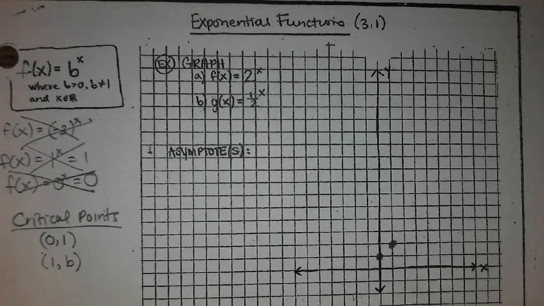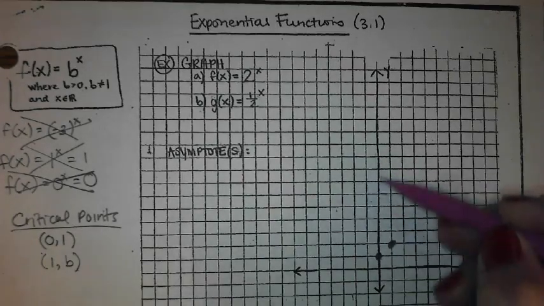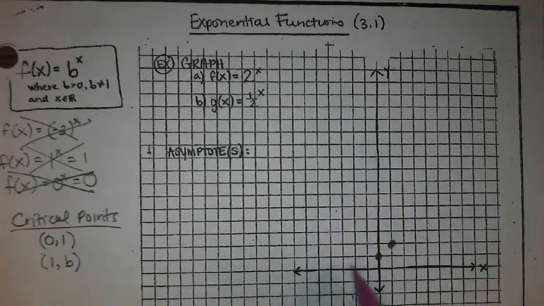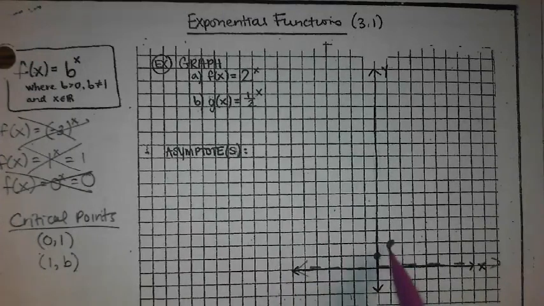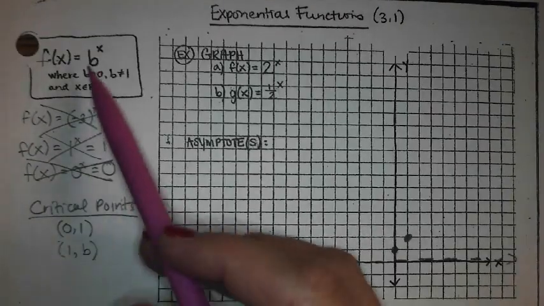Where is our asymptote on an exponential function? Jalen says x equals 0. Connor said y equals 0. Which is it? X equals 0 would be right here, and we have a point on there. So it is this horizontal line, y equals 0. And that's because this function will never become negative. You cannot get a negative output.